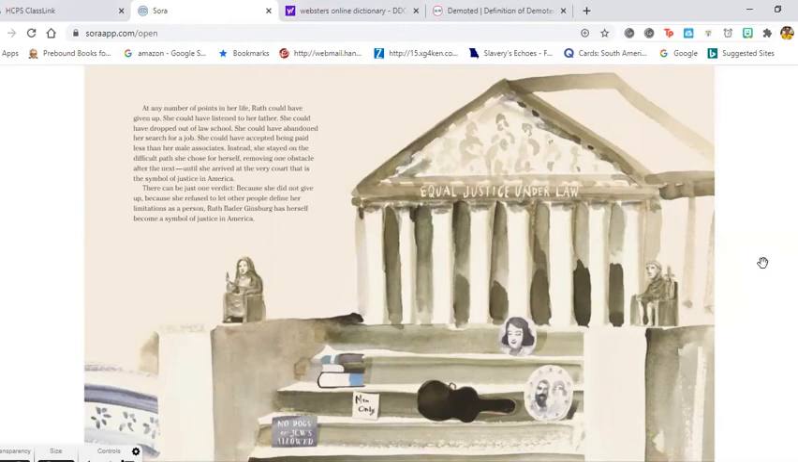There can be just one verdict: because she did not give up, because she refused to let other people define her limitations as a person, Ruth Bader Ginsburg has herself become a symbol of justice in America.